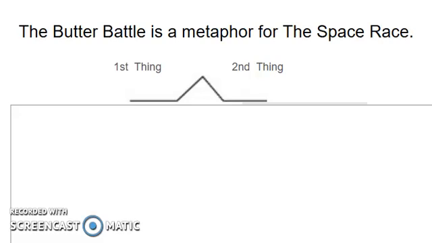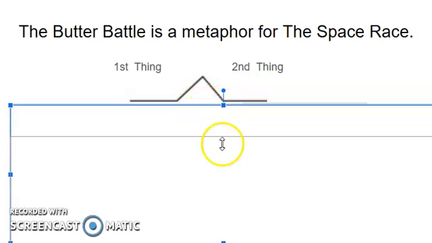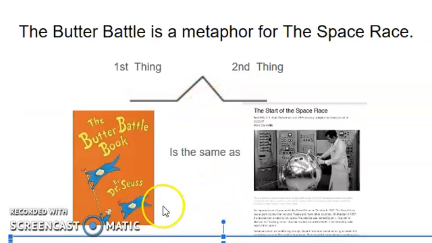The butter battle is one of the stories we read this week. The butter battle is a metaphor for the space race. So remember, a metaphor compares two different things. So the butter battle is the same as the space race. To find metaphors, we need to find similarities. We need to see what is the same about the butter battle and the space race.